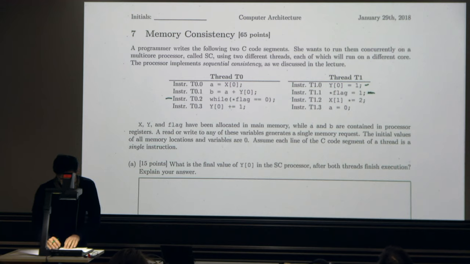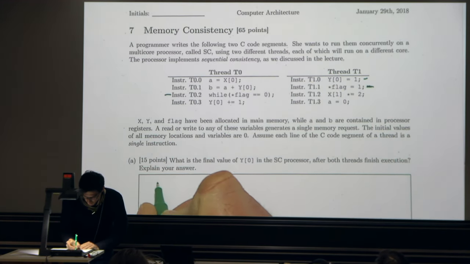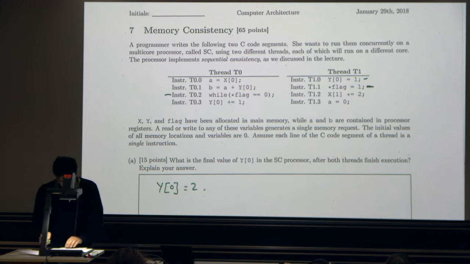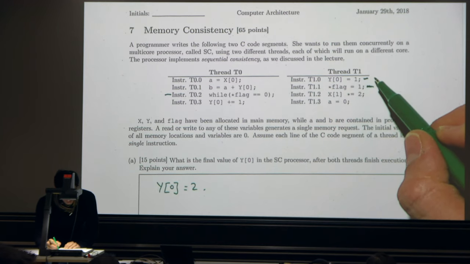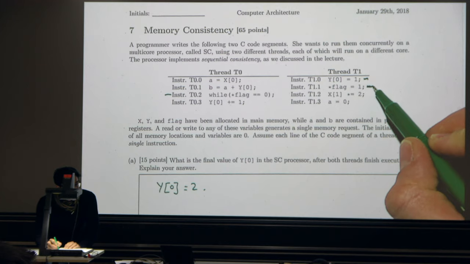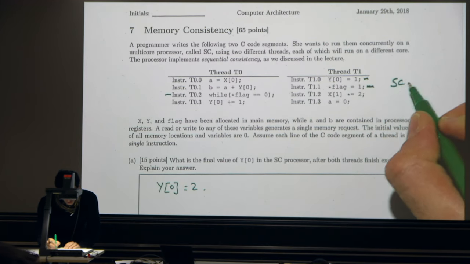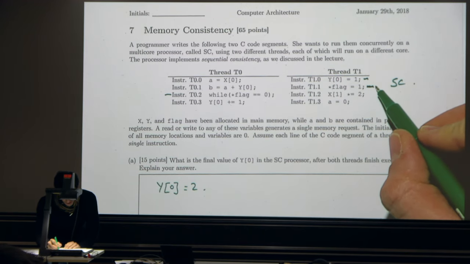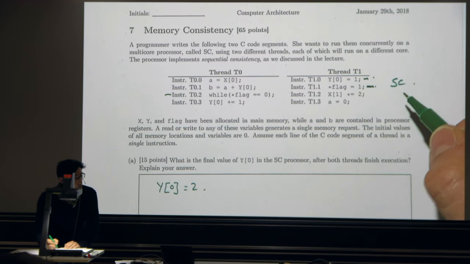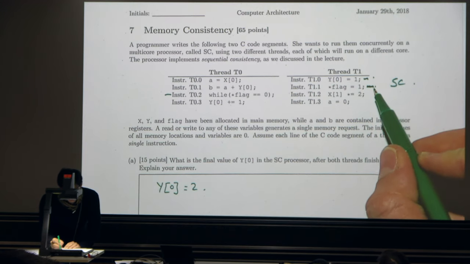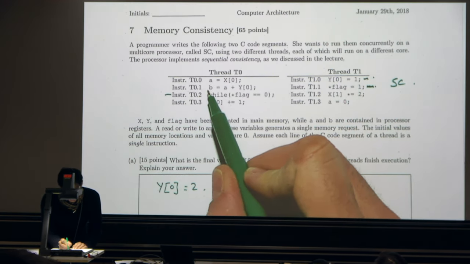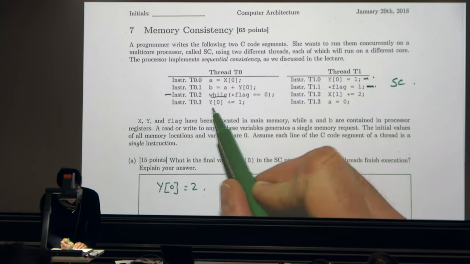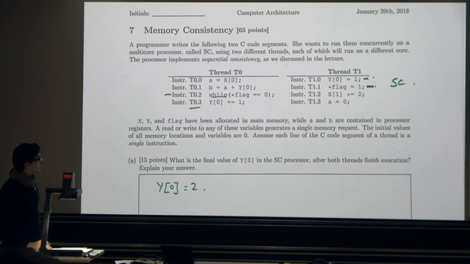So if we take these things into account, we will see that the final value of Y0 is equal to... And why is that? Because in the very beginning, T1 initializes that position equal to 1 and then sets the flag. And because this is a sequential consistency processor, we can be sure that this flag update will happen after this Y0 update. And because of that, the next thing to happen is that after T1 sets the flag, thread 0 can leave this while loop and then execute instruction T03, and the final result will be equal to... Make sense?